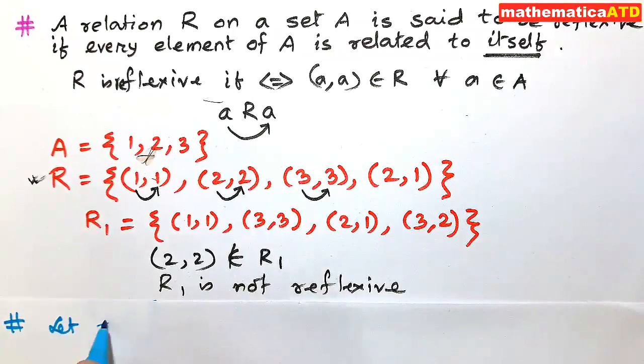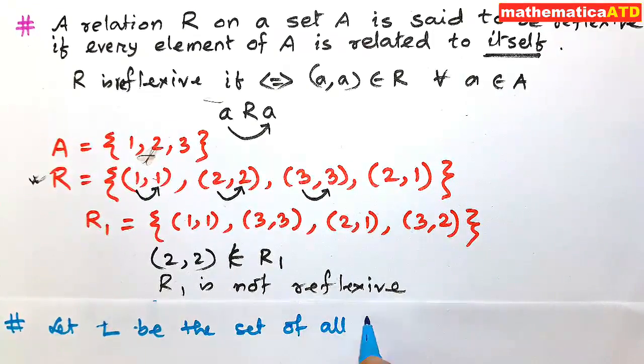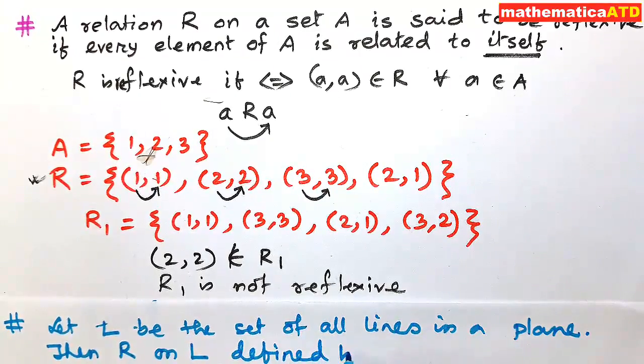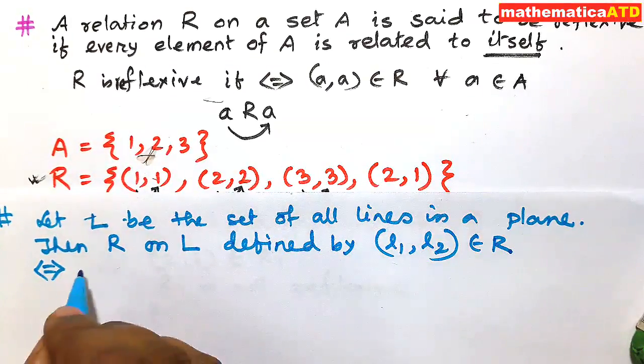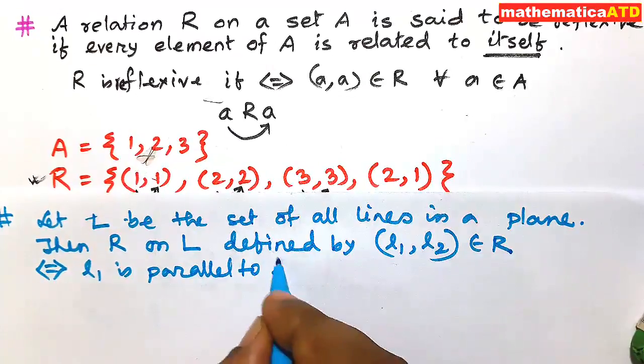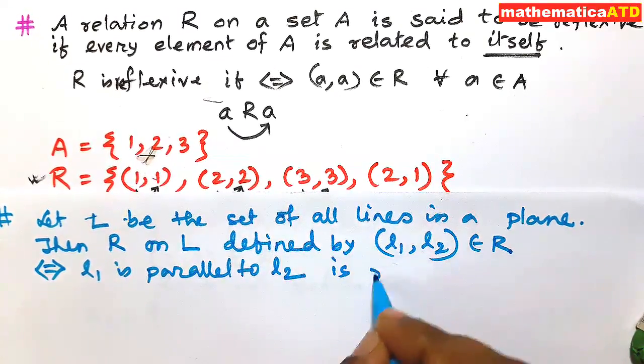Let L be the set of all lines in a plane. Then the relation R on L defined by (L1, L2) belongs to R if and only if L1 is parallel to L2 is reflexive.